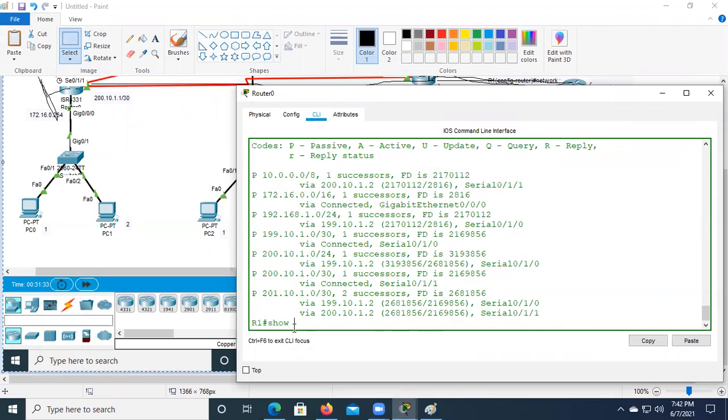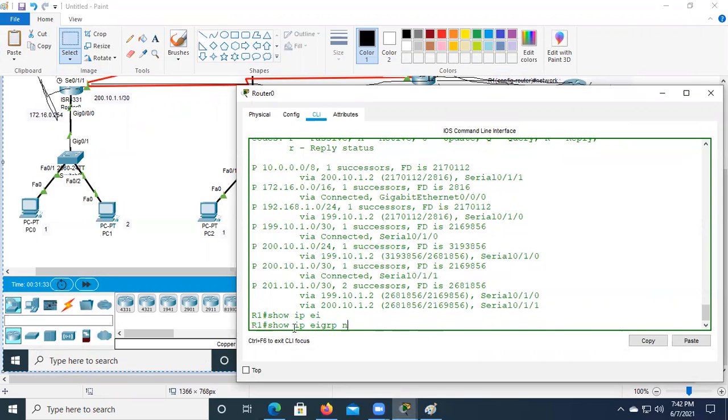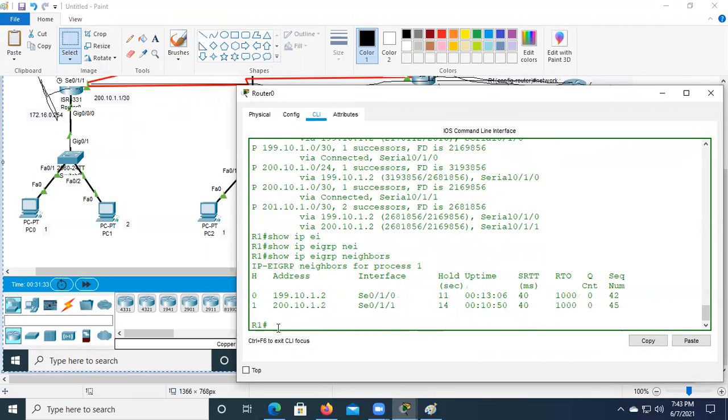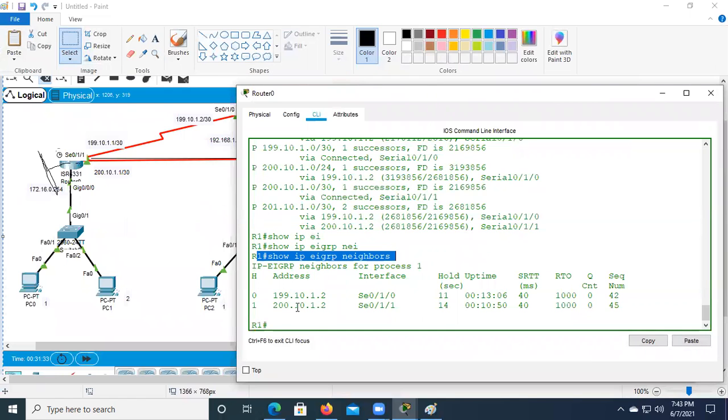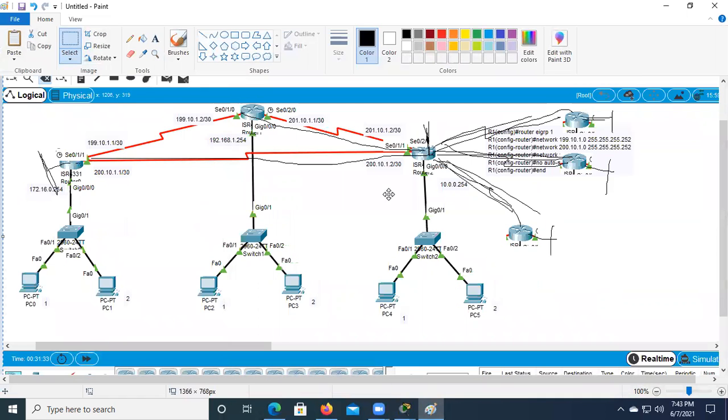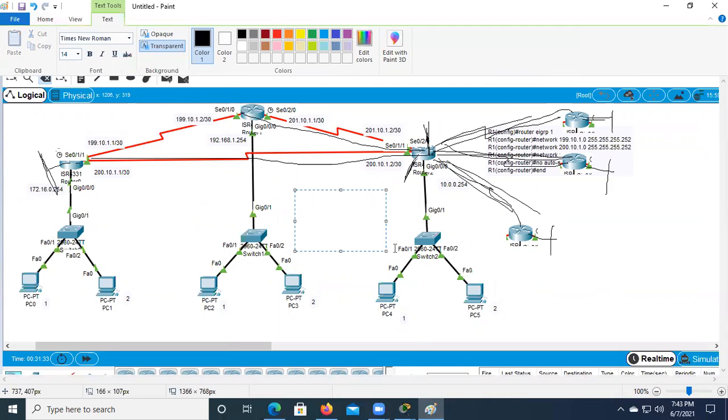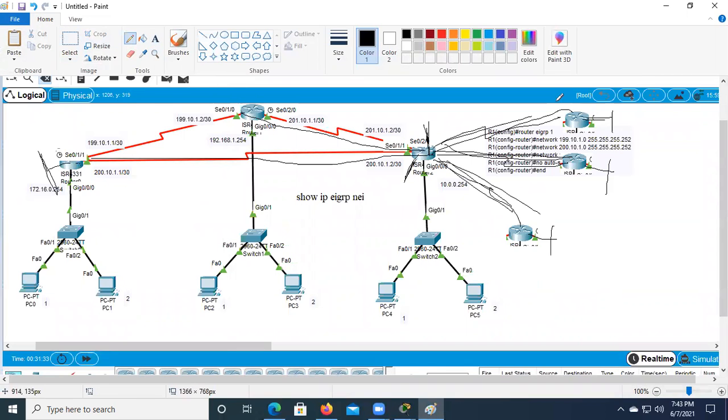Also, we have the best command here, show ip eigrp neighbors. On router 1, how many neighbors are there? 10.1.2, router 2 and router 3. For example, in this topology, if I type show ip eigrp neighbors on this particular router, how many neighbors are there? On router 3, router 2 is one neighbor, router 1 is also one neighbor, directly connected. This router, this router, this router, on this side, 3 plus 2, 5 neighbors are there.